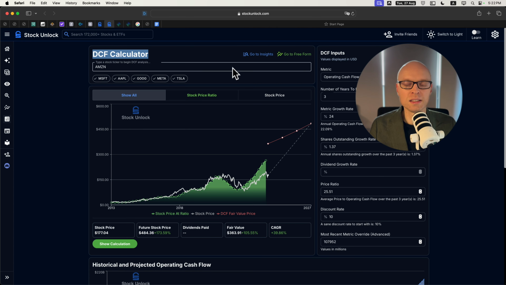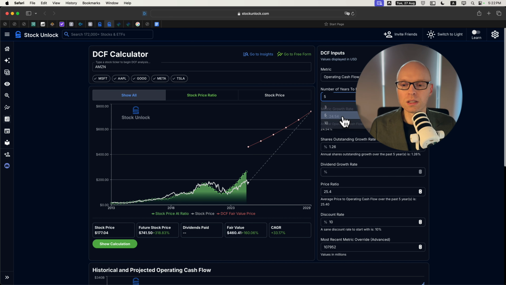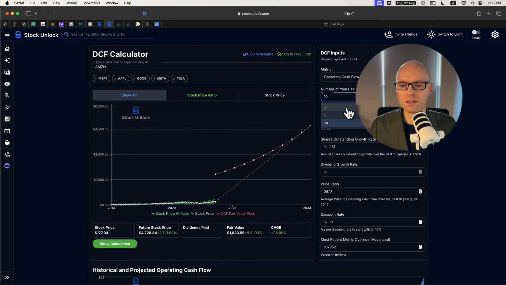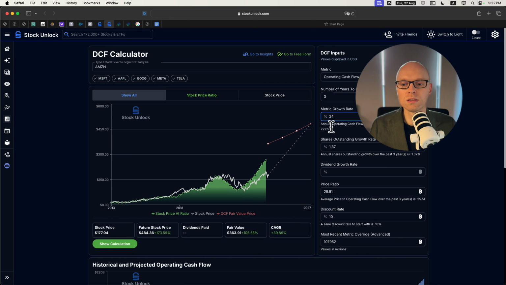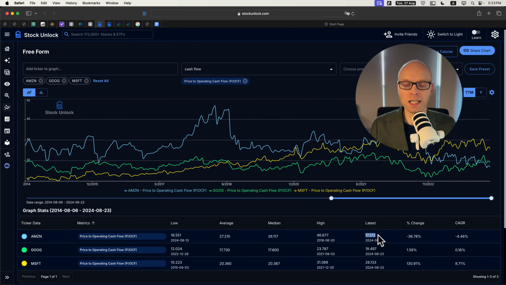Now we will use this DCF calculator, and I will use operating cash flow as the metric. Number of years to project will be 3, then the metric growth rate will be 24, even though you can see that over the last 3 years it was 22, over the last 5 years it was 24, and over the last 10 years it was 35. So if we use 24, it is still a conservative number. Shares outstanding growth rate will be 1.3, which is the same. They don't pay any dividends. The price ratio says 25, but I'm going to be conservative and use 17, which is the latest number Amazon has at the moment.